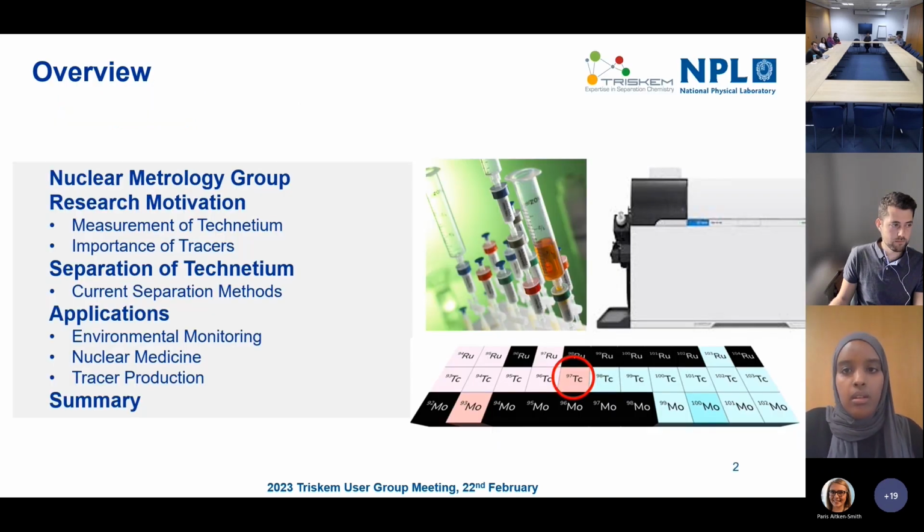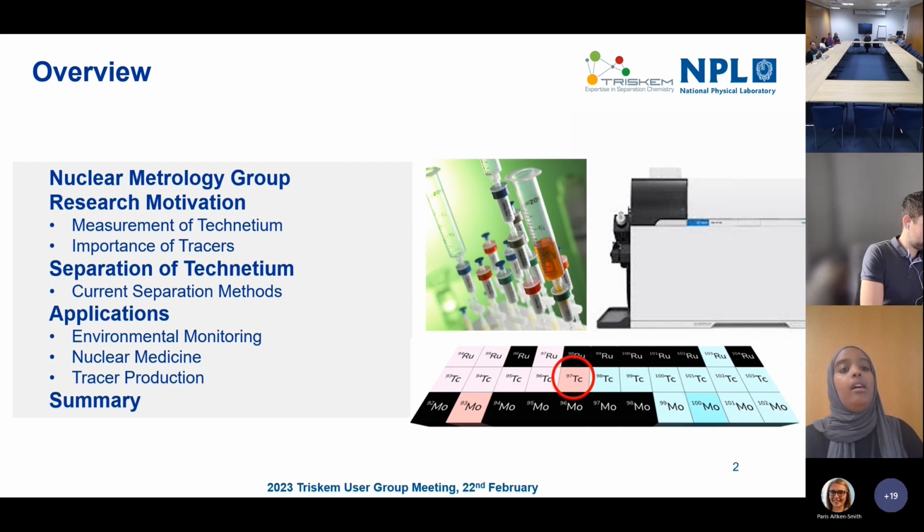So for today's talk, there will be an overview of the motivation, which was covered really well earlier by Maximilian, but I'll repeat some of the key challenges associated with measurement of technetium and why offline chemical separation or online chemical separation is required to measure technetium. And then I'll go through some of the schemes developed over the past couple of years by the group.